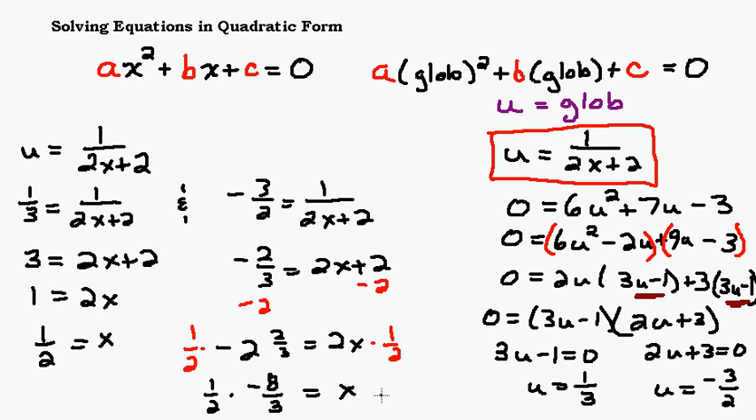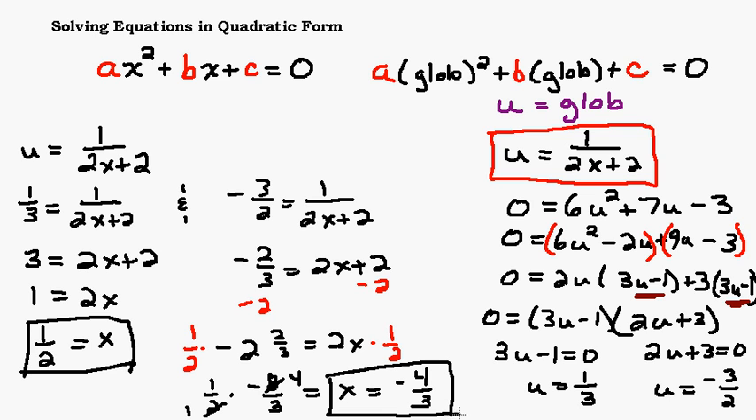So that gives me negative 8/6. I guess I could reduce this down. Negative 4/3. I'll write it over here. All right. Wow, that was quite a process. So x equals 1/2 and x equals negative 4/3.